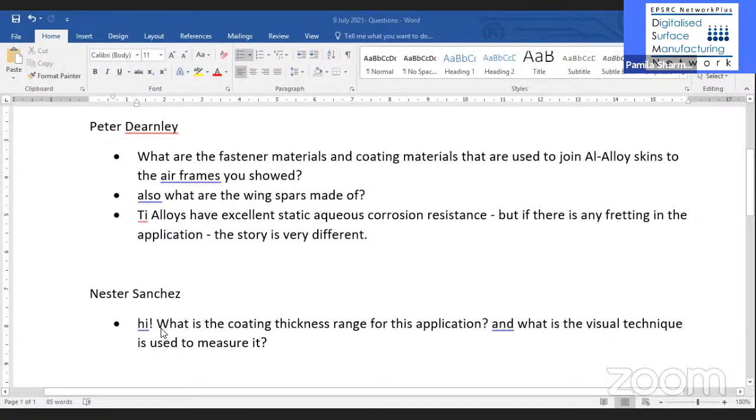Question from Nasta Sanchez. What is the coating thickness range for this application? I'm not sure which application he was talking about. Maybe he can unmute himself and talk about it. And what is the visual technique that is used to measure it?